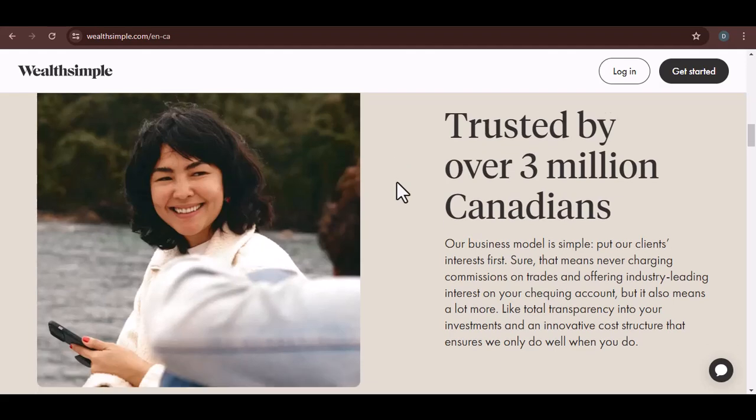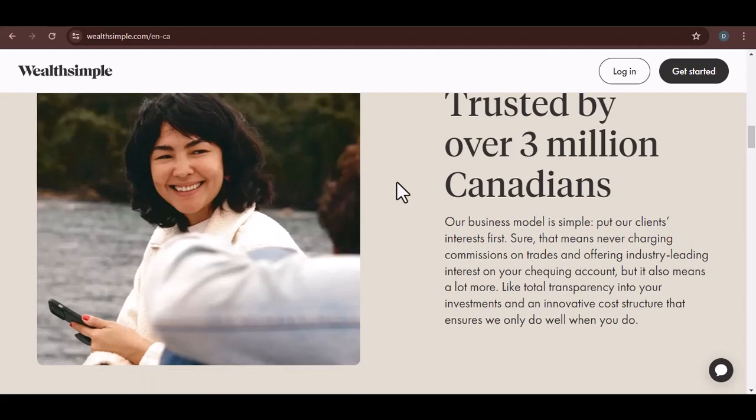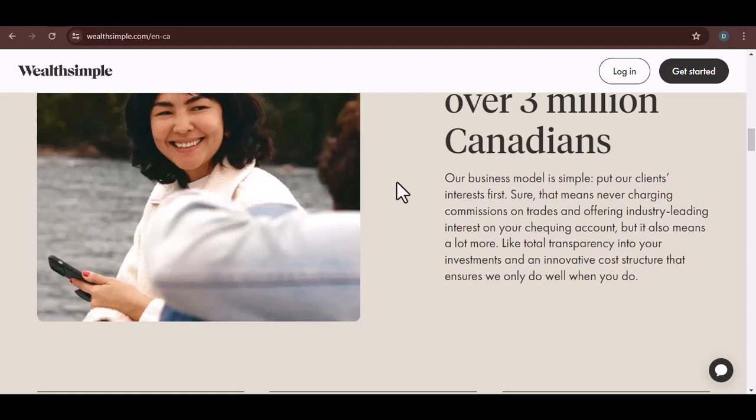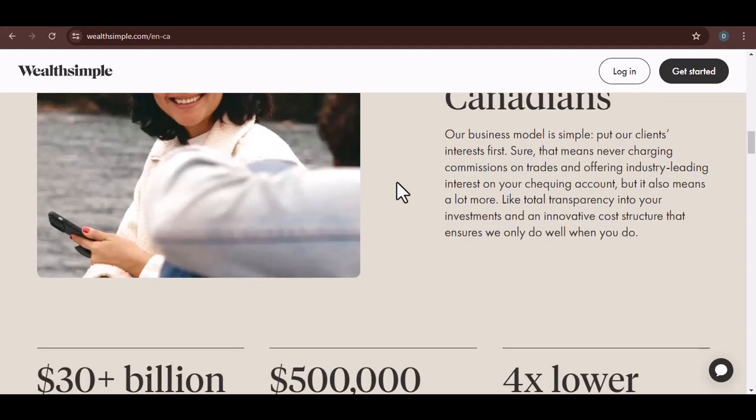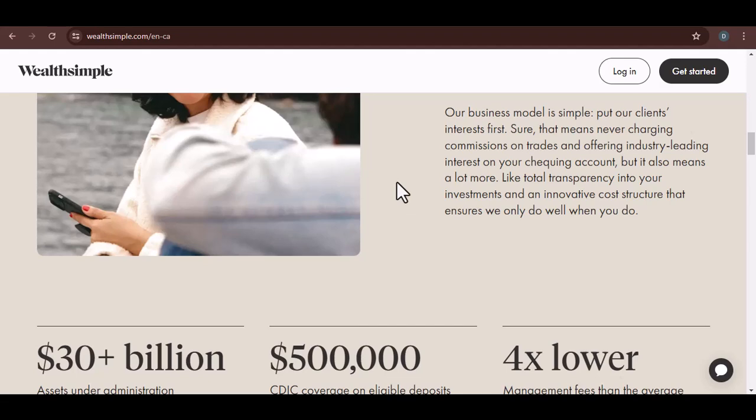I've done some digging, and while Wealthsimple does support some stablecoins, I haven't found concrete evidence that USDT is one of them. It could be that they're planning to add it in the future, or maybe there are some regulatory hurdles they need to clear first.